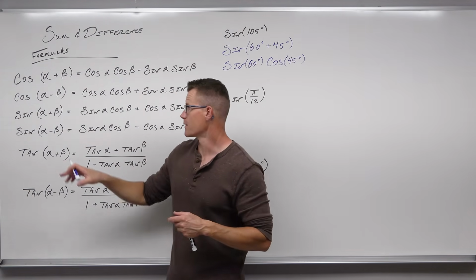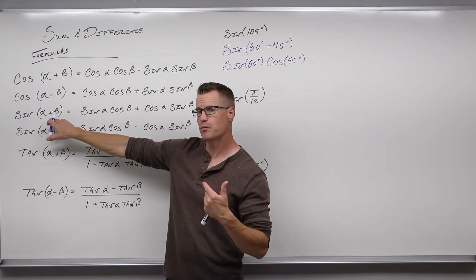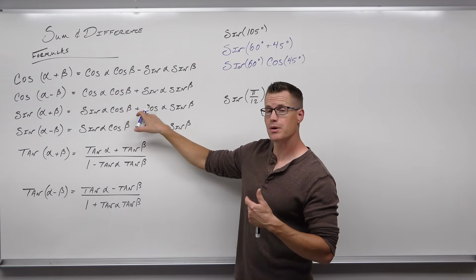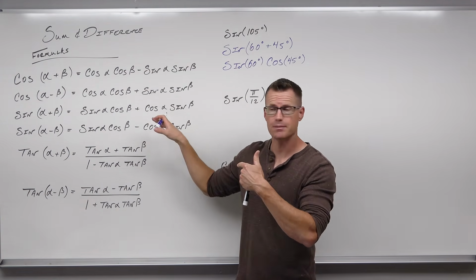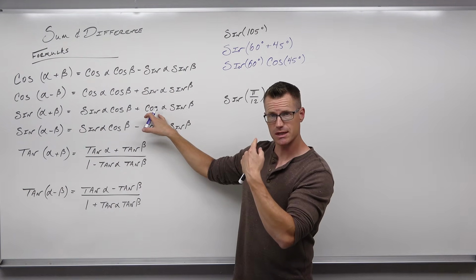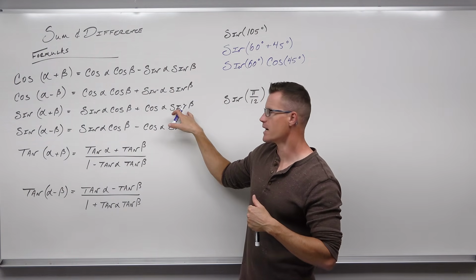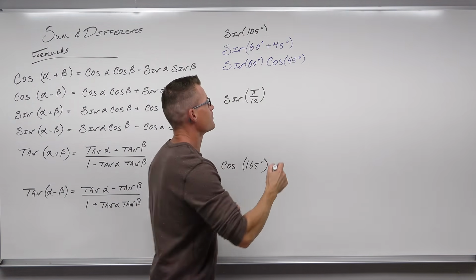There's a little bit more to it, isn't there? It says if we have sine of alpha plus beta, we have sine alpha cosine beta plus cosine alpha sine beta. So that would be cosine of 60 degrees, or the first angle, times sine of 45 degrees, or the second angle.